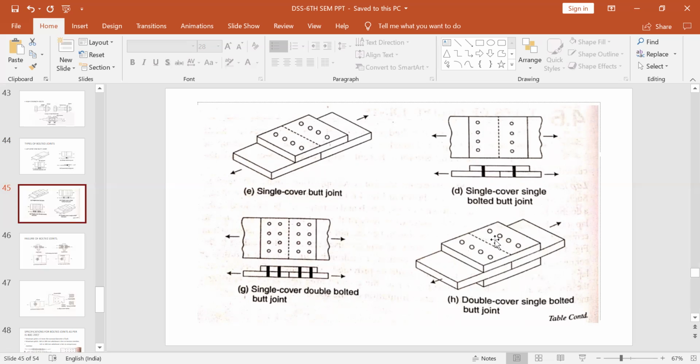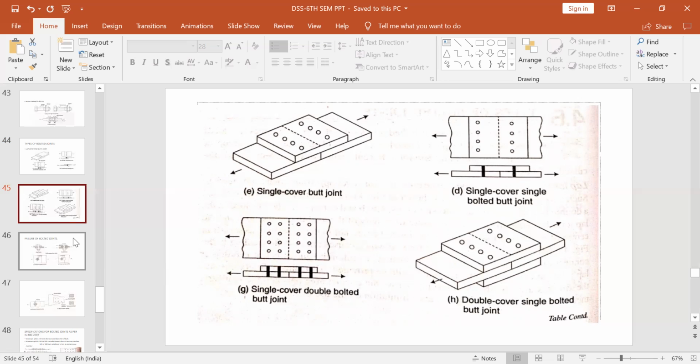Additional plates are placed on the upside and downside of these two. The main advantage here is the eccentricity is eliminated, so you have no additional bending stress. So always butt joint is preferred over lap joint, unless it is absolutely necessary.